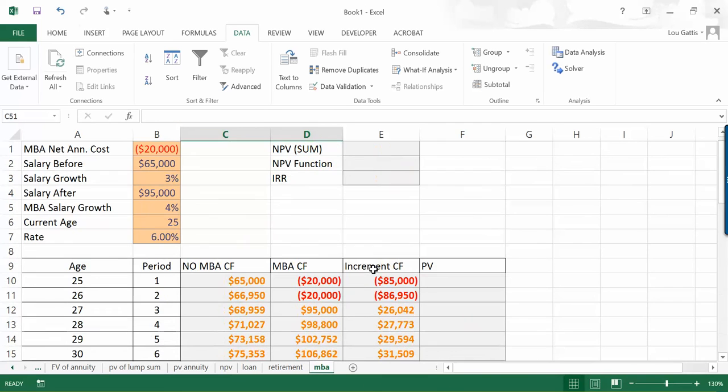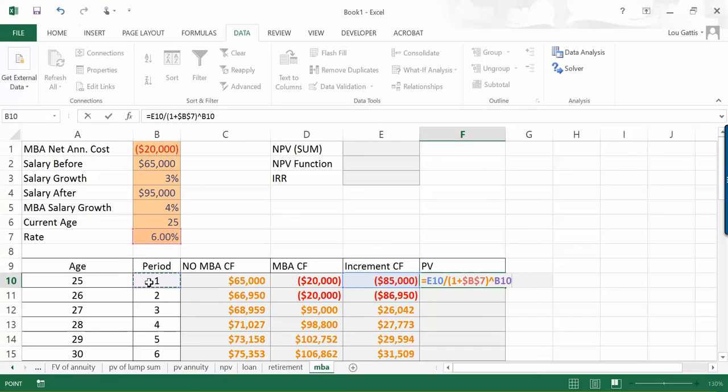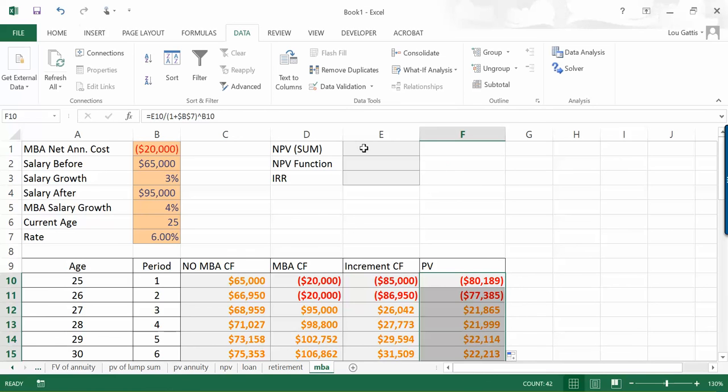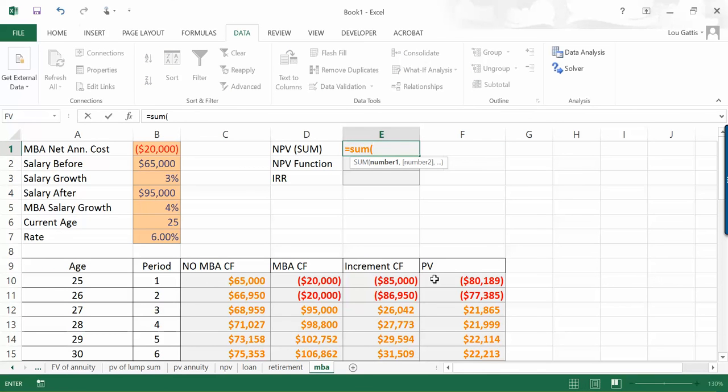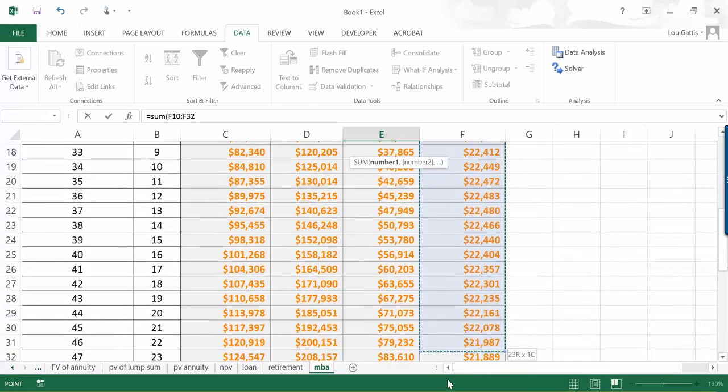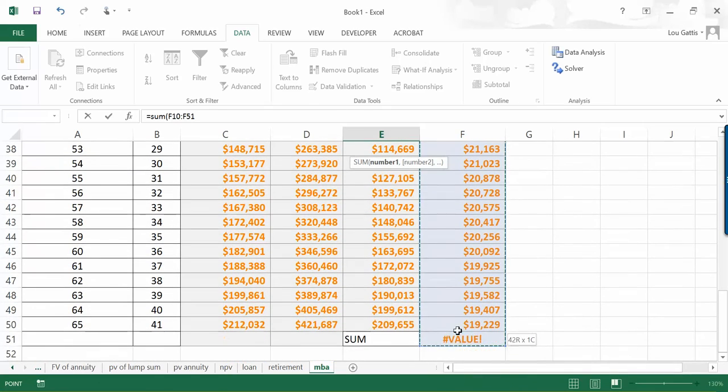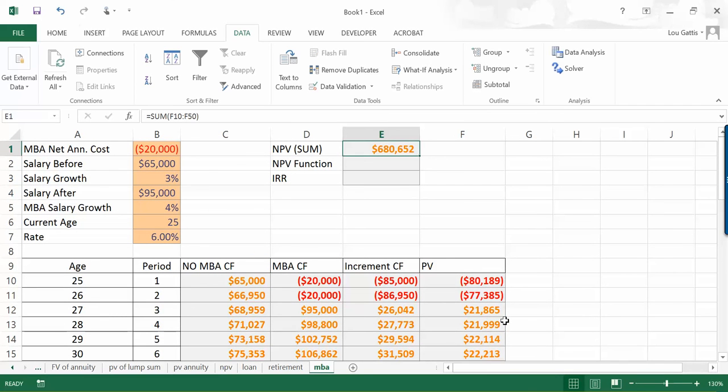So now what I can do is take the present value of all these incremental cash flows, discounted at 6%, anchor that, raised to the year, period 1. And I can take the present value of all the cash flows. I could sum those up, making sure I don't go down there, and say, oh, I made a $680,000 good decision. I created $680,000 of value.